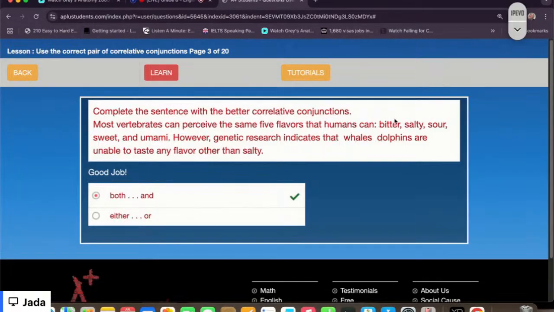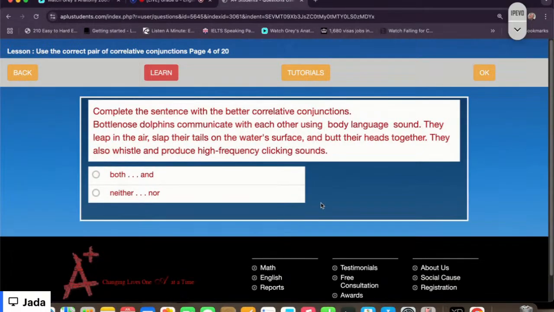So we have both and, okay. So both whales and dolphins. Bottlenose dolphins communicate with each other using body language and sound. They leap in the air, slap their tails on the water surface, and butt their heads together. They also whistle and produce high frequency clicking sounds. First or second?